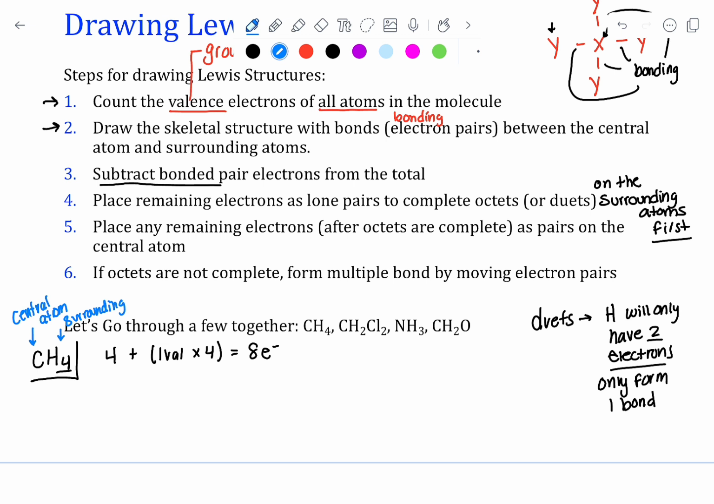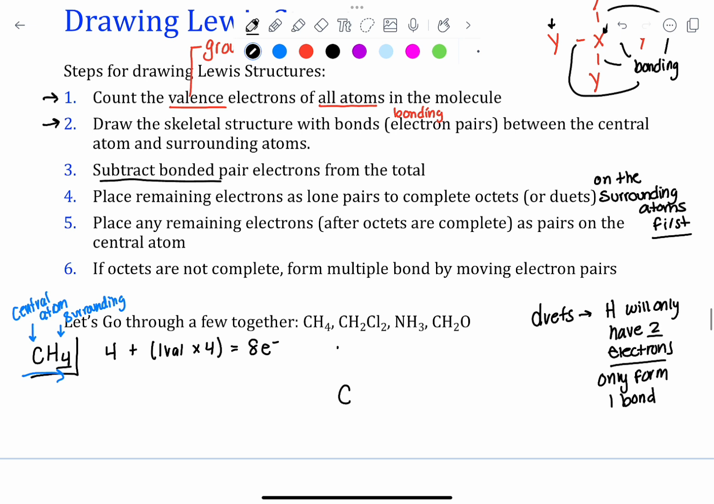So sometimes we have structures where H comes first. That will not be a central atom. So we typically read from left to right, and that's the way we look at these. So central atom is first, and then surrounding atoms come second. So our central atom here is carbon, and the surrounding atoms are then hydrogens.